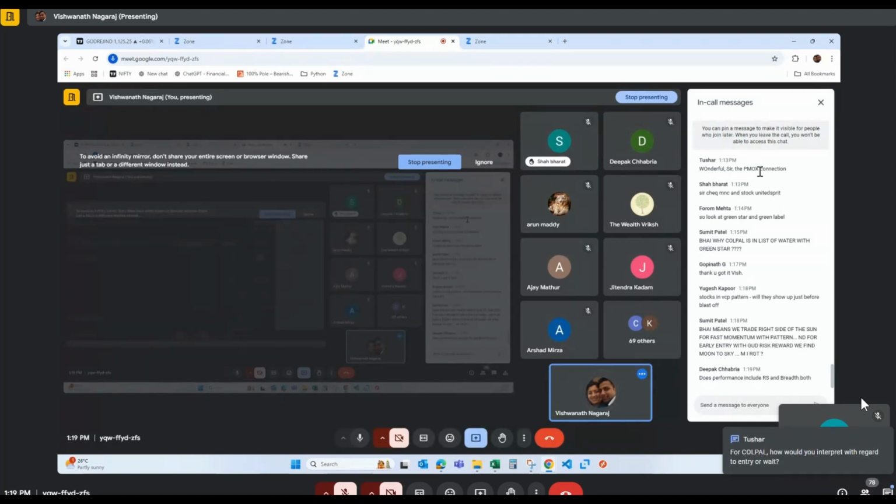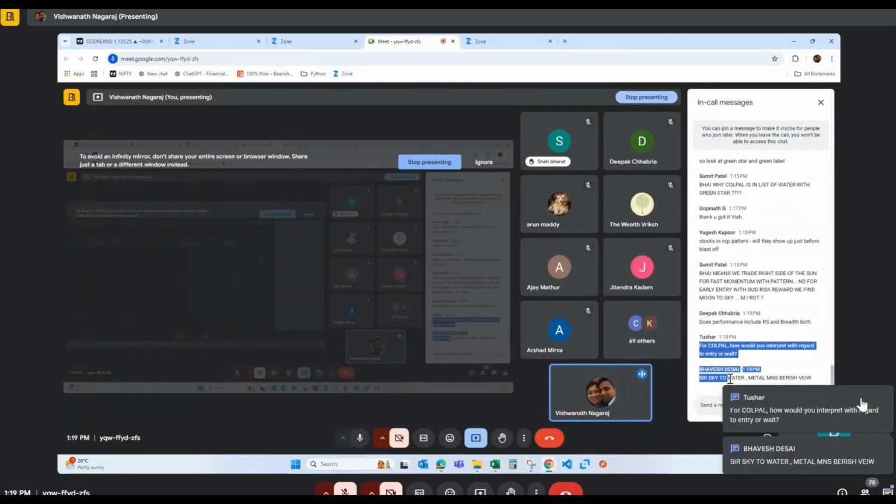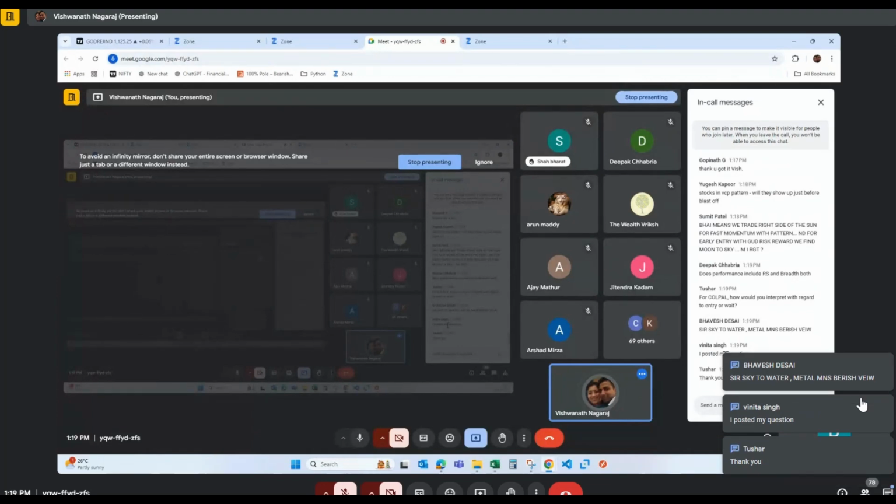For Kolpal, how would you interpret with regard to entry or wait? Wait, it's an obvious wait. For Kolpal, it's an obvious wait.